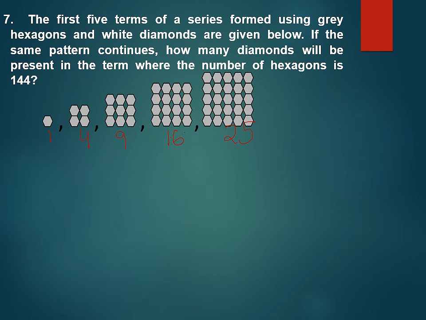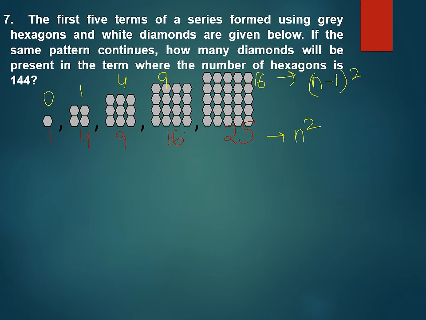Now let's observe the diamonds. I'll write on the top for the diamonds with a different color. The number of diamonds here is 0. There is 1 diamond. There are 4 diamonds. There are 9 diamonds. There are 16 diamonds. So they are also square numbers, but they follow a slightly different pattern. The number of diamonds in each term is 1 square behind the number of hexagons. In other words, if the number of hexagons is n squared, the number of diamonds will be n minus 1 squared.